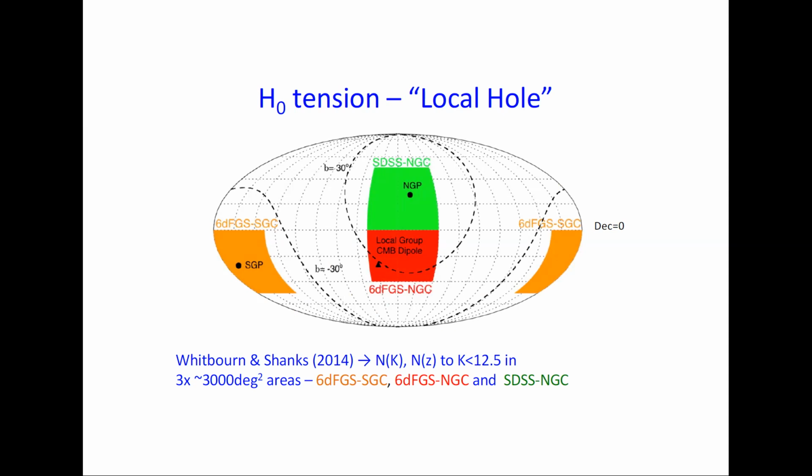So we'll go back to 2014, a paper from a PhD student, Joe Whitbourn, and myself, Whitbourn and Shanks, 2014. There you look at N(K) and N(z) to something like K of 12.5.